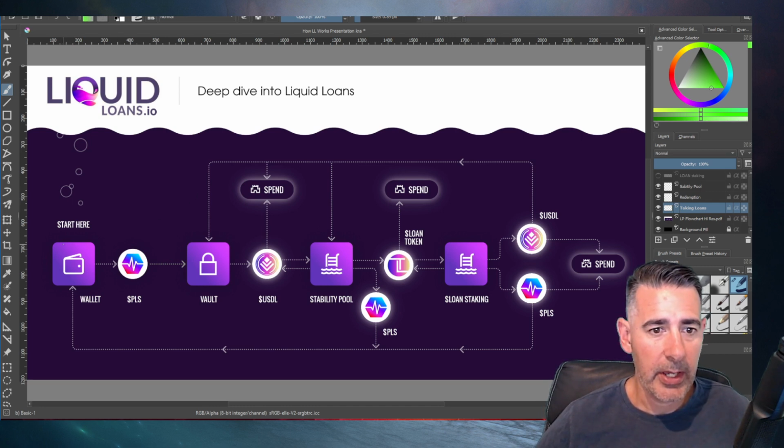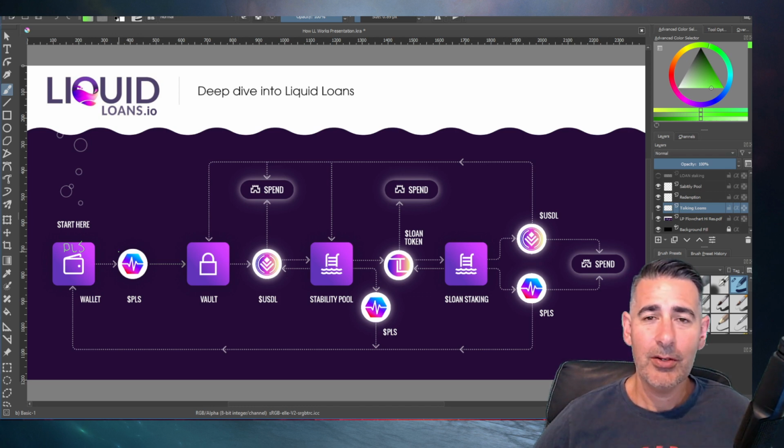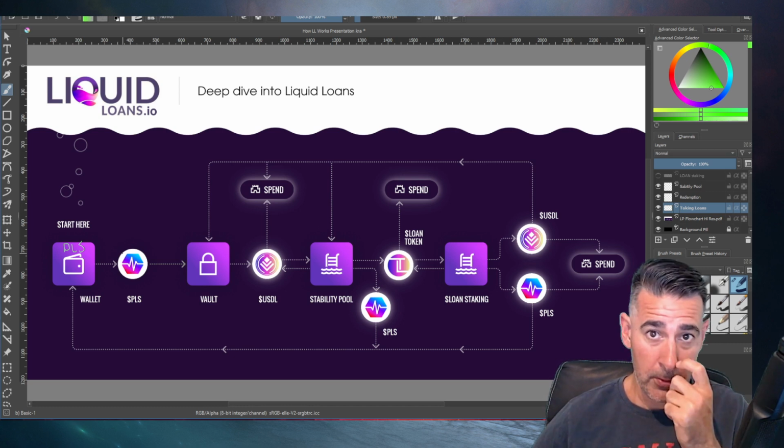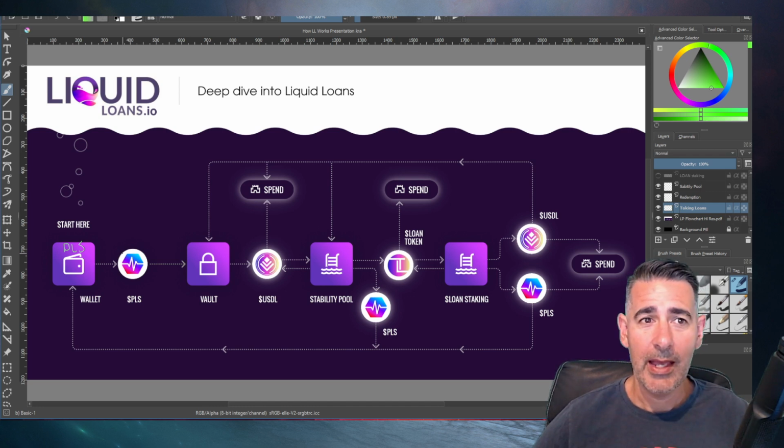Okay, what is a loan? Let's have a look. If you're a user who has some Pulse in your wallet, at some point in time you probably want to take some profits from your Pulse. Well, you can either go and sell that on market, or you can use the lending protocol, which is Liquid Loans, and extract some value that's been built up into your Pulse without having to sell it.